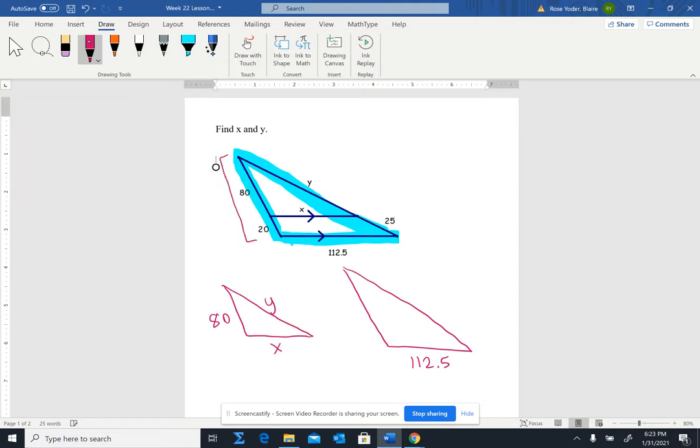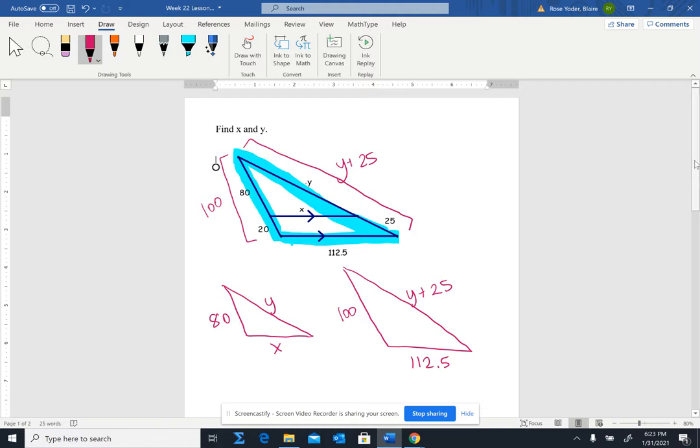Be careful, it's not just the bottom number, it's not just 20, it's this whole length, so you have to take the 80 and the 20 and add them together. So you get 100. And then keep that in mind: what operation did I just do to the 80 and the 20? I added them, so that's what I have to do to the y and 25 to combine those. So we can use the expression y plus 25 for the length of the right-hand side.